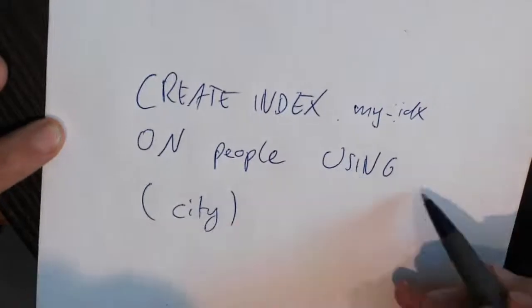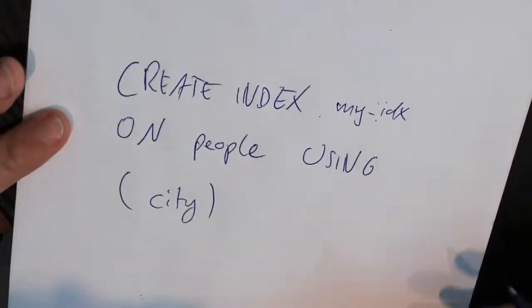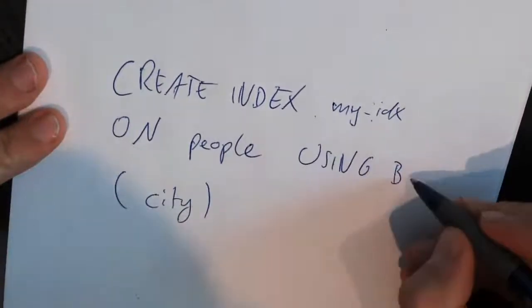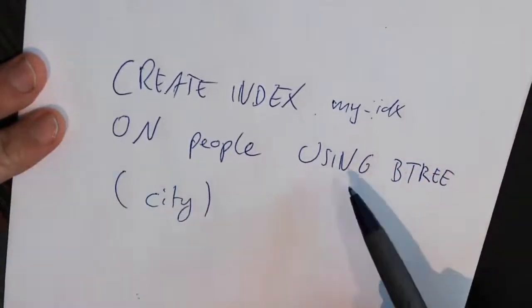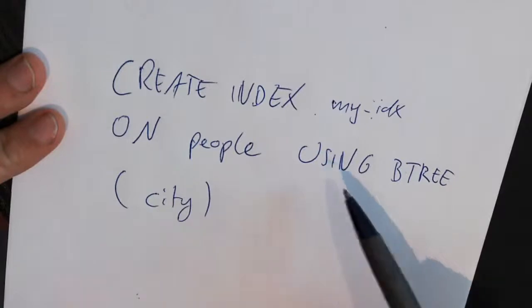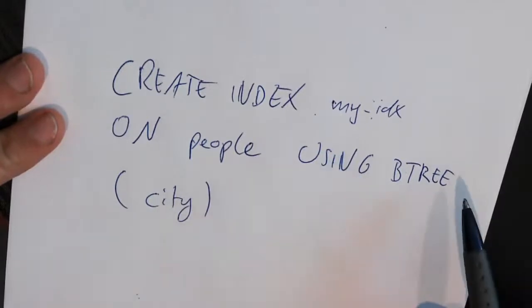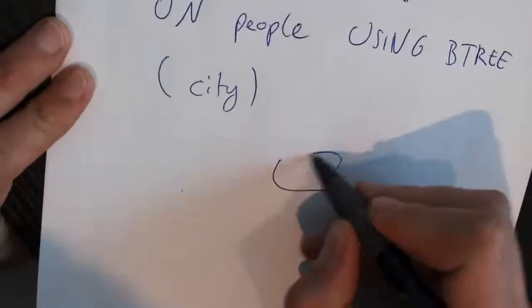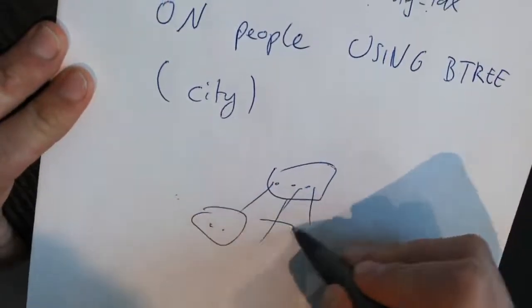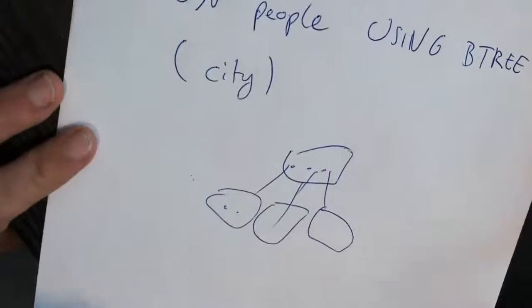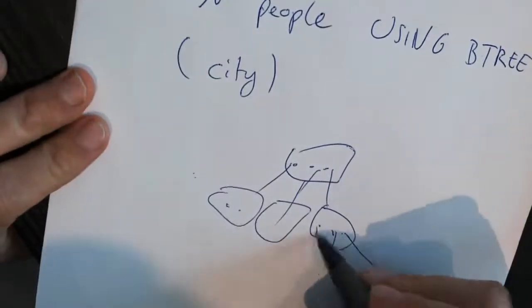Using specifies which kind of index should be used. When you don't specify a using clause, a using option, then using B-tree is the default. So B-tree will create such a tree. We look for all cities, and then it builds just such a tree. And such a tree allows equality search.